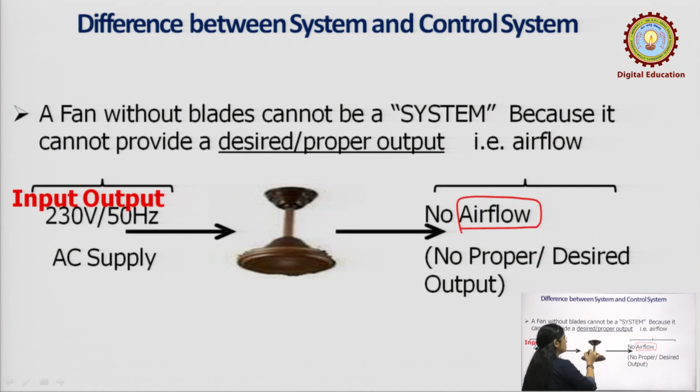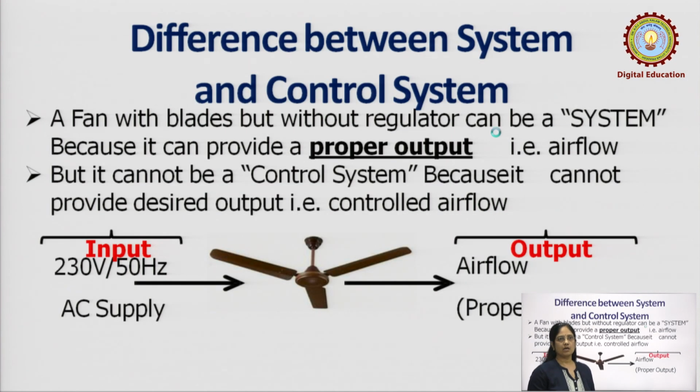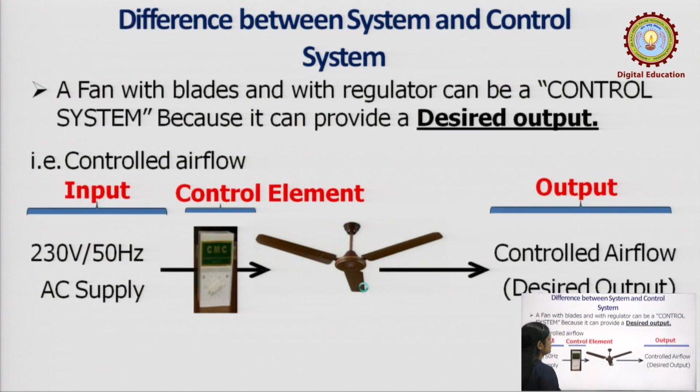So, if there are no blades, then there is no output, that is, there is no response of the system. Therefore, it cannot be termed as a system, because there is no response. And now, if there is a response, that is, there is a proper flow, there are blades here, then it becomes a system.